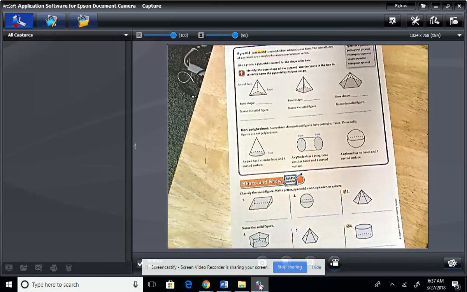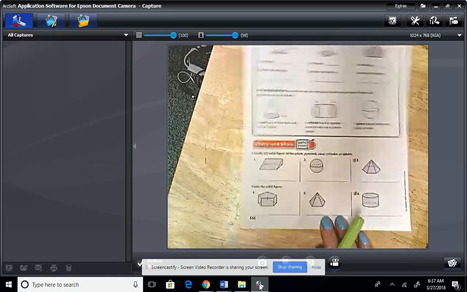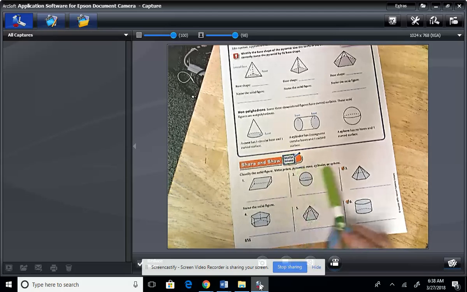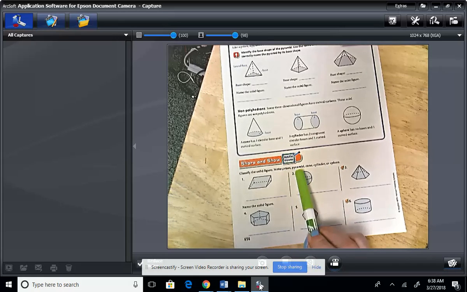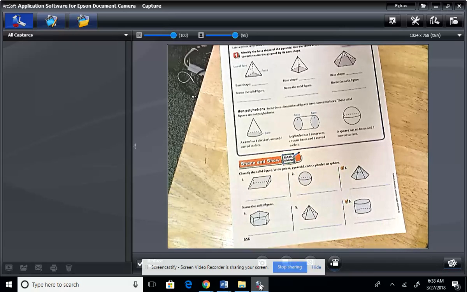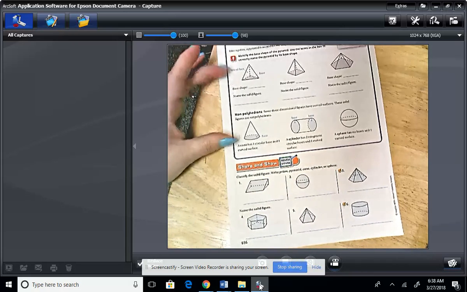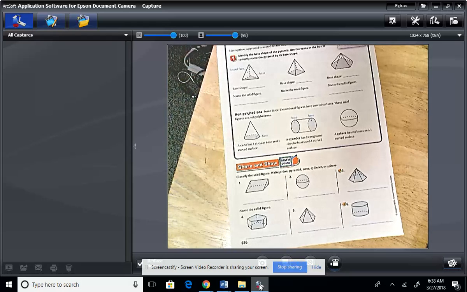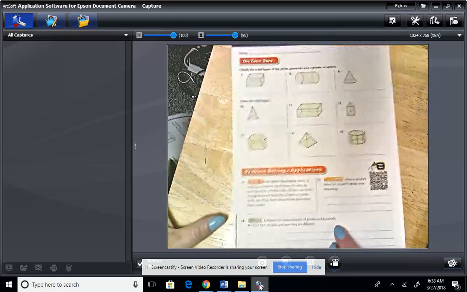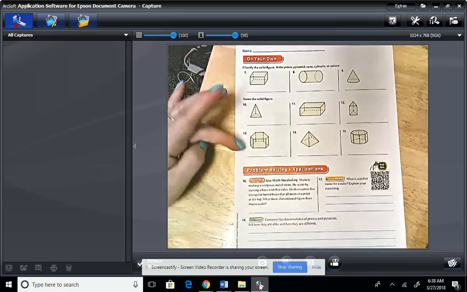All right, so now you're going to take your notes that you have, and you're going to classify these shapes. Here helps you a little bit. Is it a prism, a pyramid, a cone, a cylinder, or a sphere? So you have to go back in your notes. That's why I hope you have your notes out and you're writing them down. All right. Let's move on to on your own. Once again, just classify them.